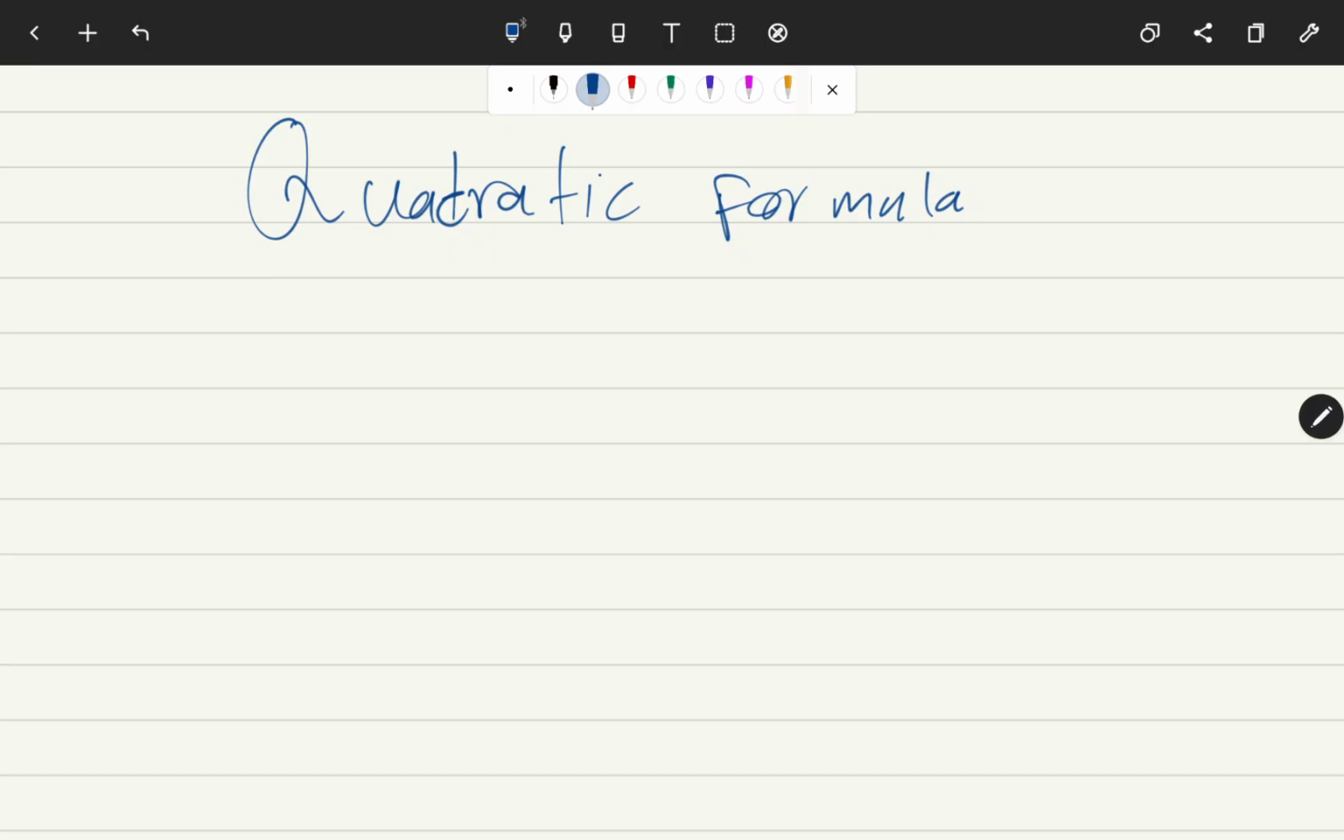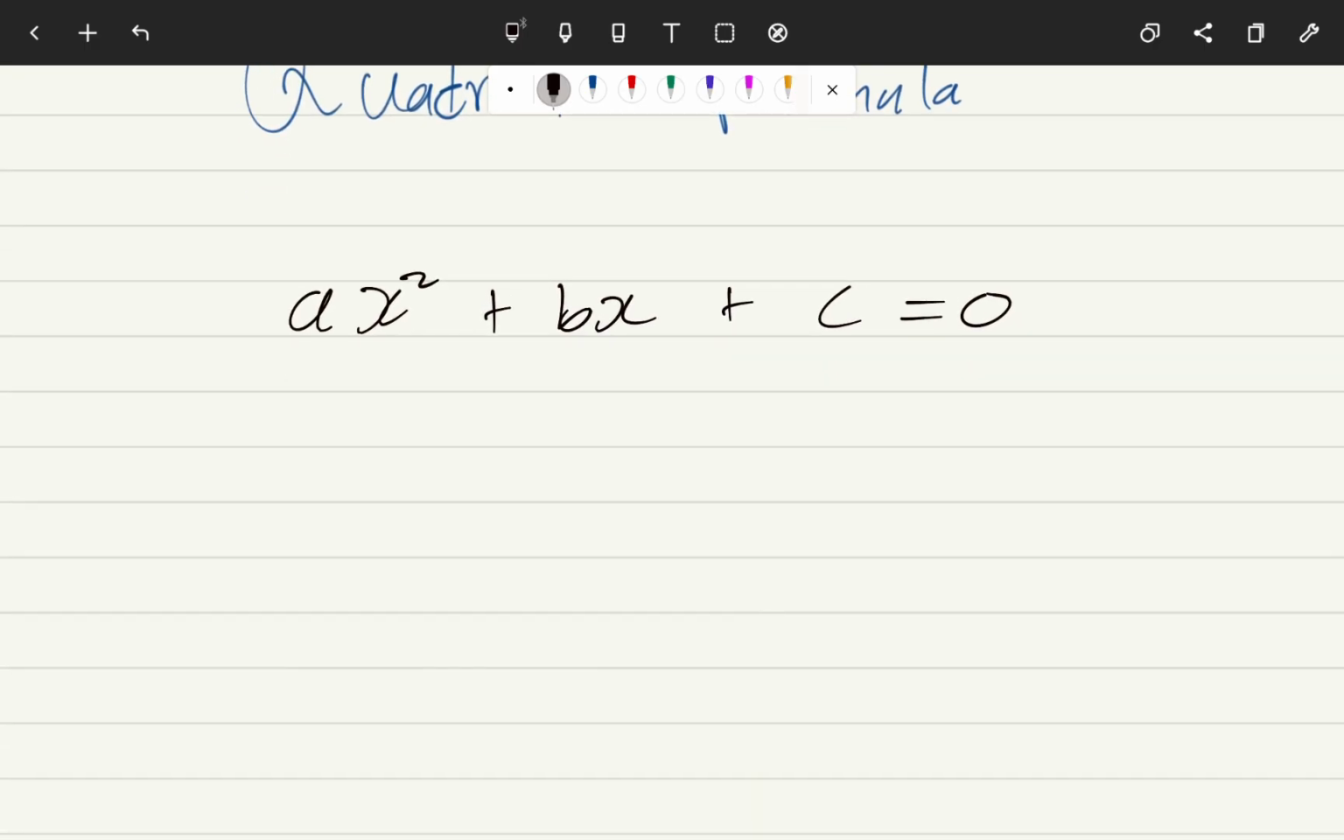So you have your quadratic equation. I'll take the black pen. You have ax squared plus bx plus c equals 0, right? So now let's try to solve for x. By completing the square, we're going to solve this equation right here. We're solving for x by completing the square.